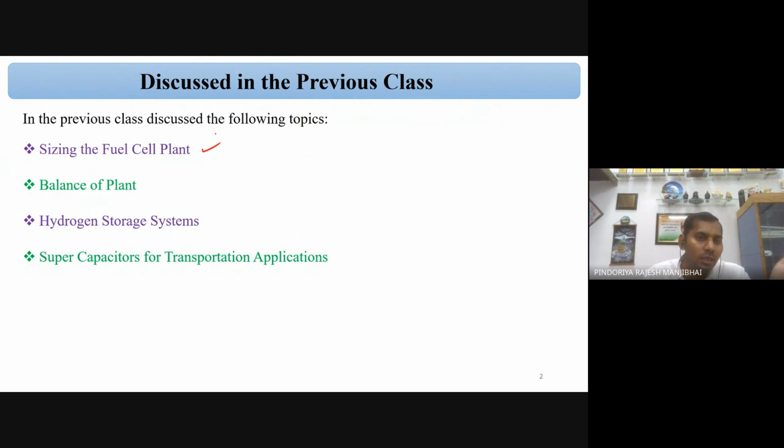So how we can decide the size of the fuel cell plant and balance of the plant and hydrogen storage system. In the last class we discussed four topics in total, and the last one was supercapacitors for transportation applications. Is there any confusion, any query from the previous class? Yes, any student? In the last class we discussed the theory as well as a few numericals, so you got a better understanding.